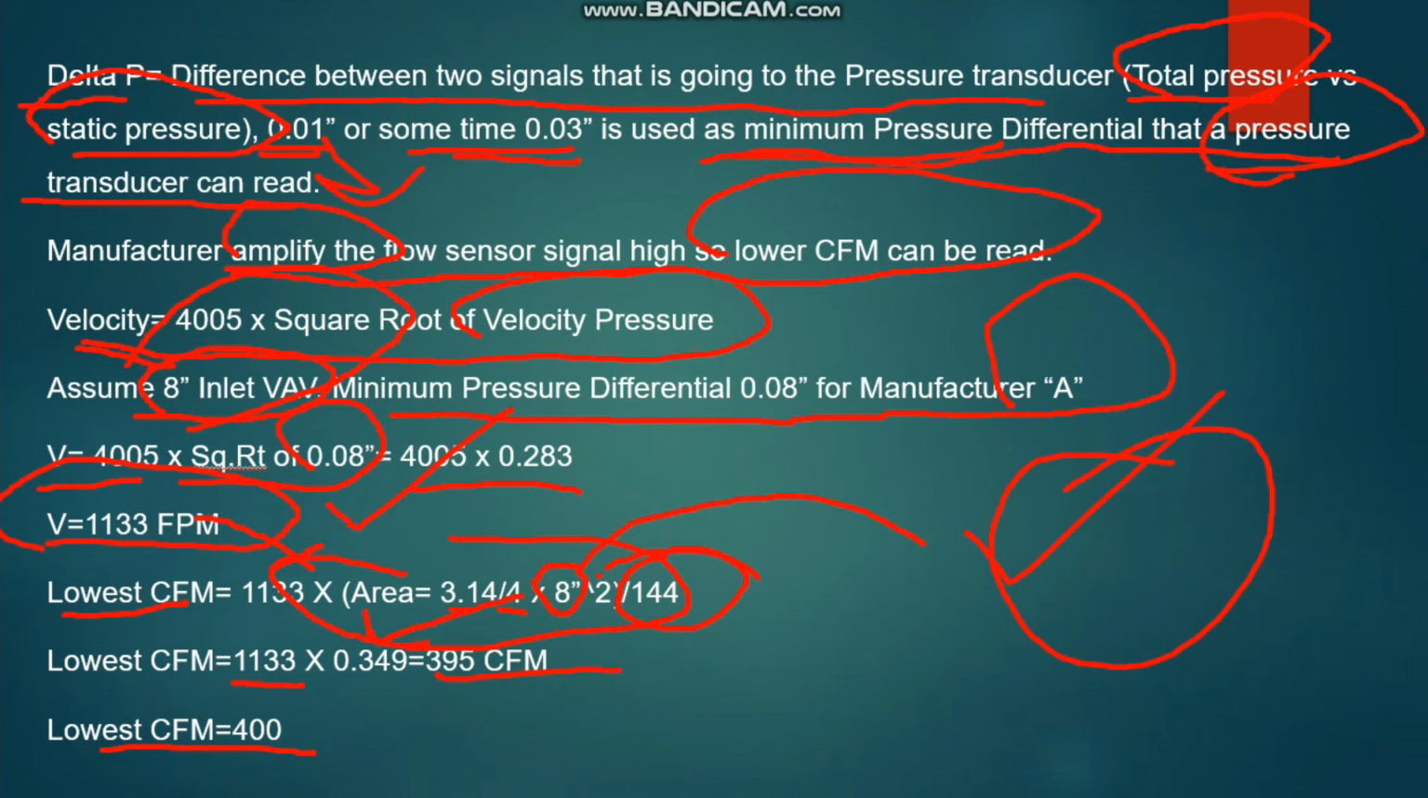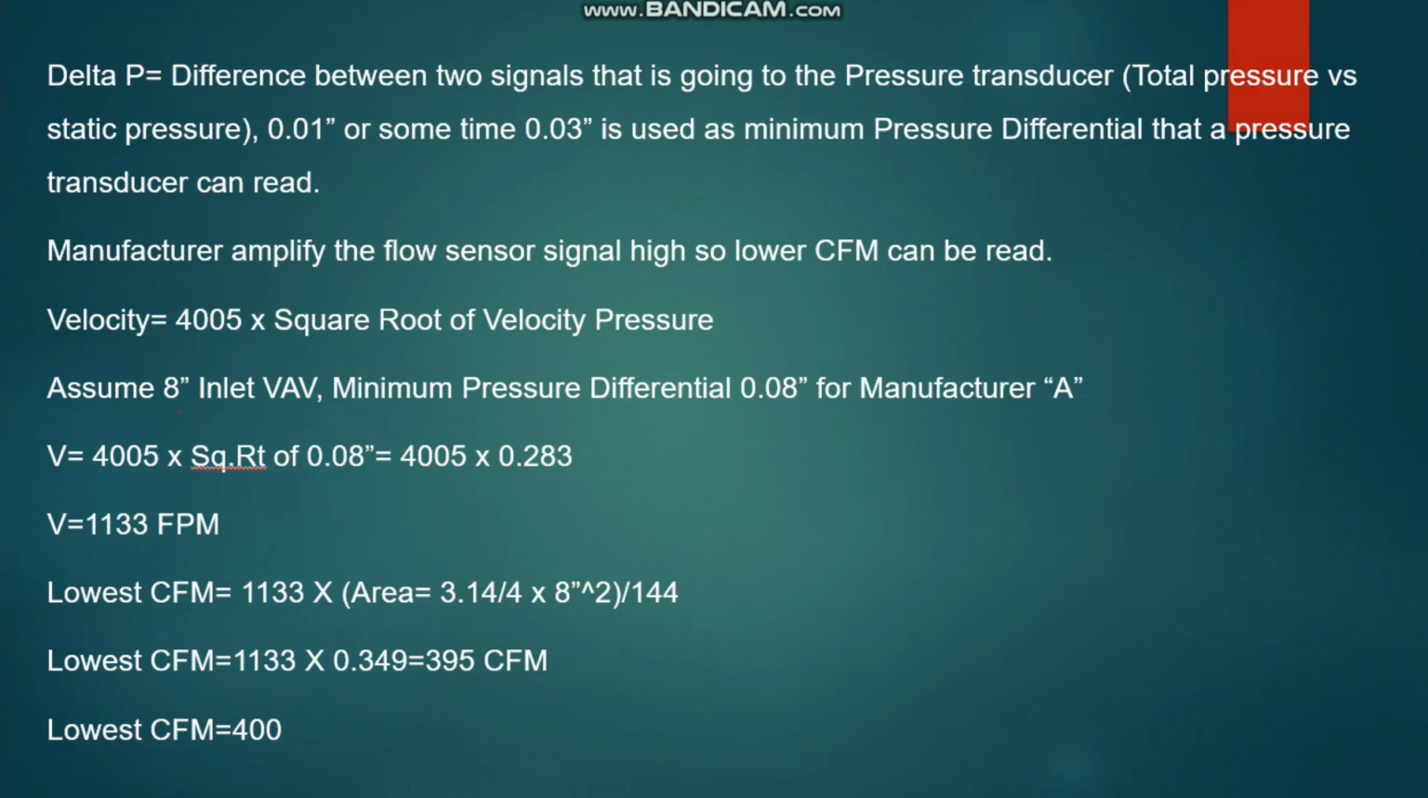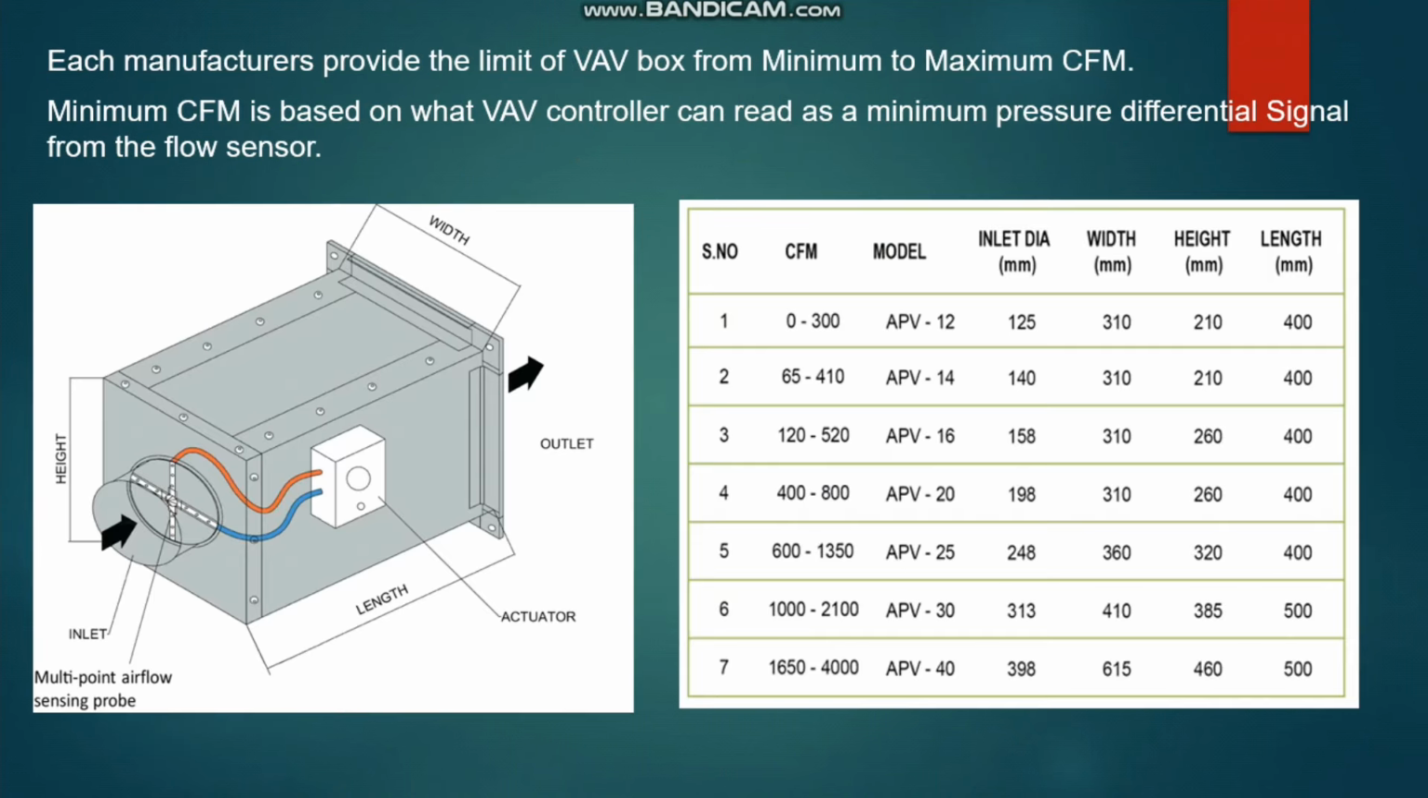Now this is for the 8-inch inlet VAV. If you see this catalog, for the 8-inch, meaning 200 mm, the minimum flow the VAV can measure is 400 and the maximum is 800. So we got the answer of 395. Every manufacturer has a different minimum pressure differential value. So we need to know that value to decide what minimum flow and what maximum flow their VAV can go to.